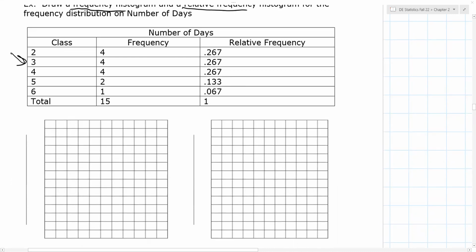Both of these can have the same title as they're describing the same information. The only difference is going to be that y-axis scale. Both of these are going to be the number of days taking pain meds, or the number of days taking pain medication after knee surgery. You get the idea. It's something about that. It's referencing the number of days that you were on pain medication after a knee surgery, whether you mention the knee surgery or not is not that important, but something to that effect.